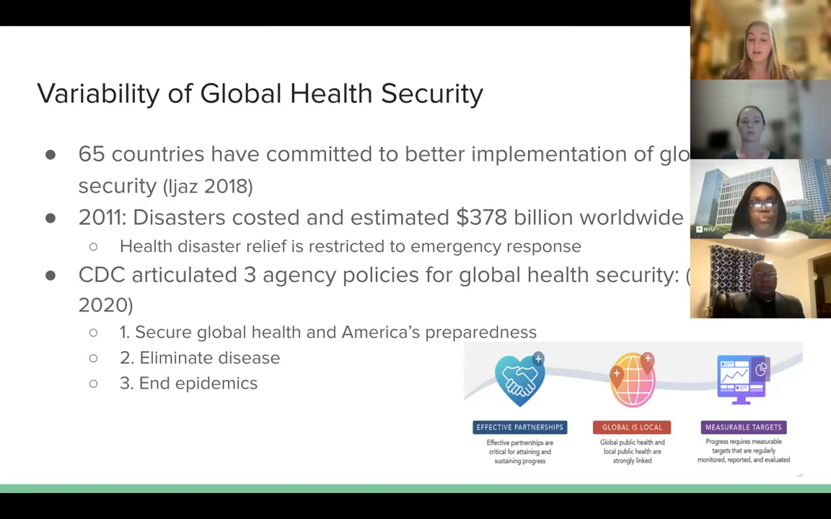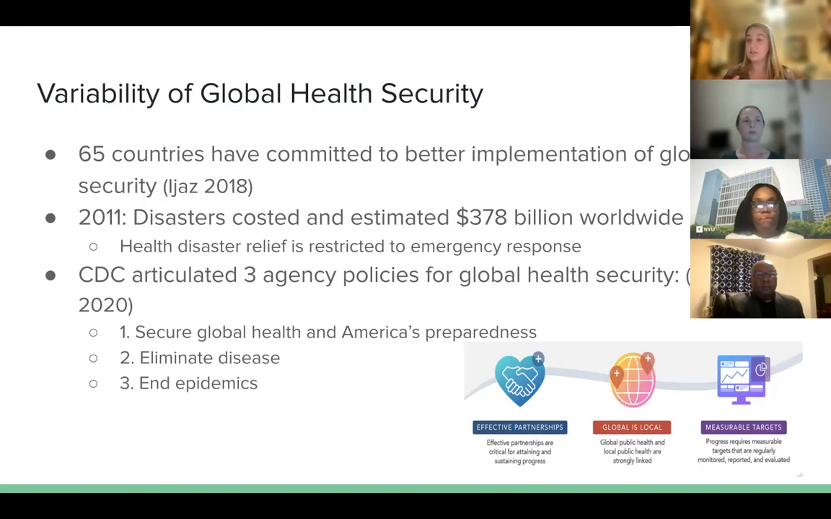Global public health and local public health are inextricably linked. So if we focus on either local public health or global public health for these two factors, one will definitely reduce, and that can help communities individually as well as the overall population of which these individual communities are a part. Progress in global health security requires having metrics that are monitored, reported regularly, and continuously evaluated.